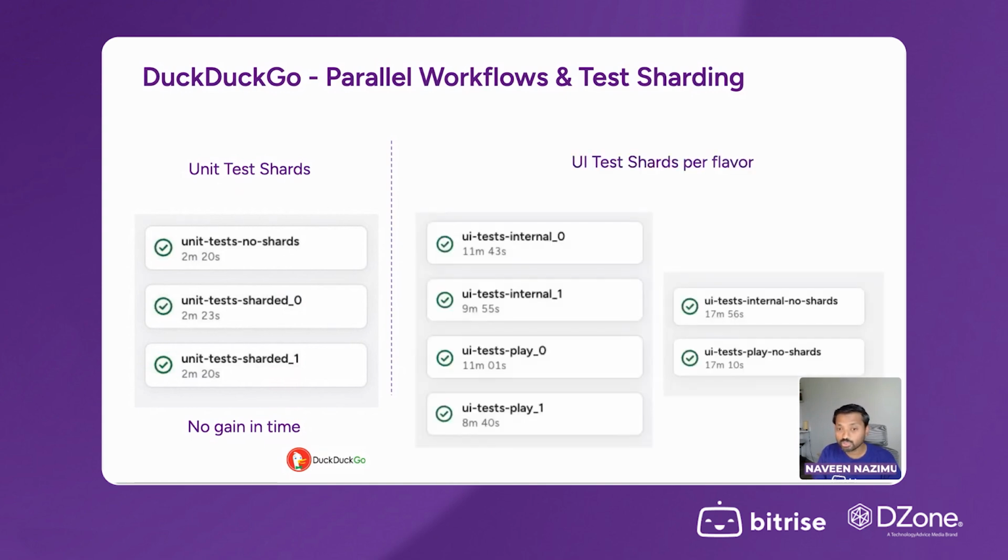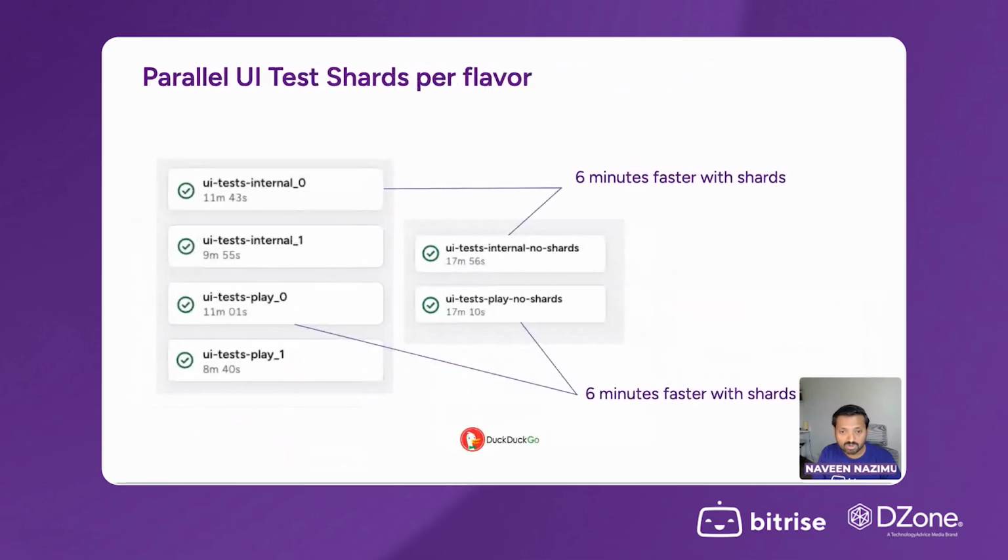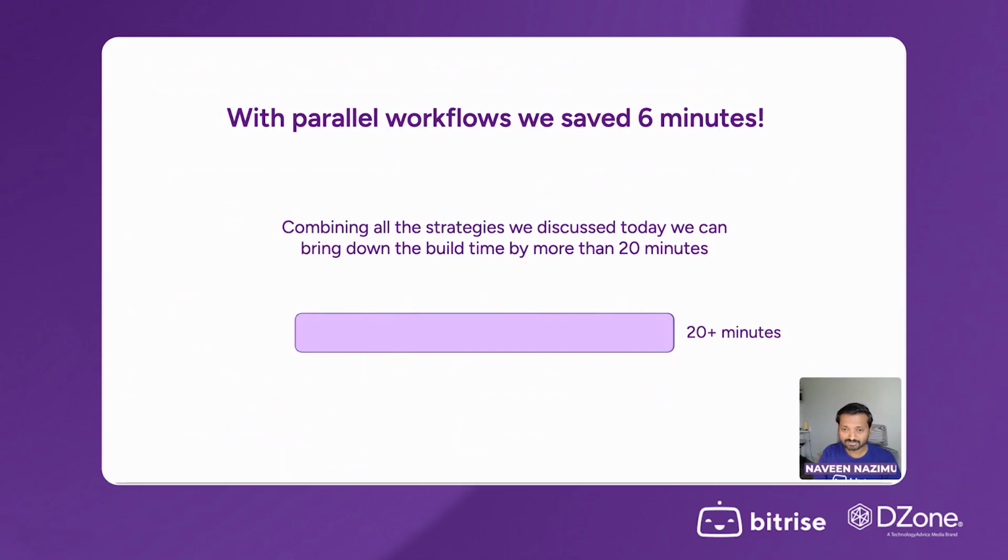Then I tried UI tests. DuckDuckGo has 2 flavors. So for both the flavors, I ran 2 shards each for internal and play. And what we saw was with UI tests running on Bitrise, we saw 6 minutes gain per shard. 11 minutes, 43 seconds, for example, on the top. And on the right side, no shard took about 18 minutes. So we saved 6 minutes per shard with sharding for integration test. So overall now, we have saved 20 minutes.